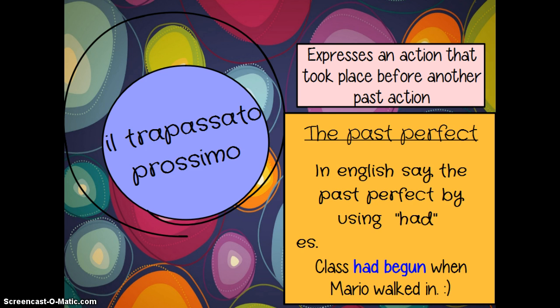In English we say had. So the example I have is class had begun when Mario walked in. So Mario walked in is my past action. And then class had begun happened a little further in the past. So we have to make sure to express that properly. And in English we say had begun, but you'll see how we do it in Italian.